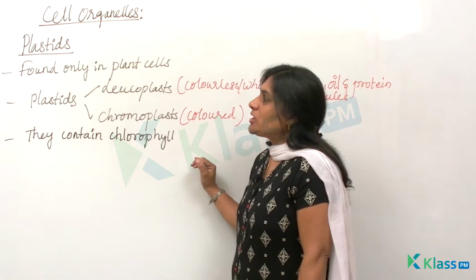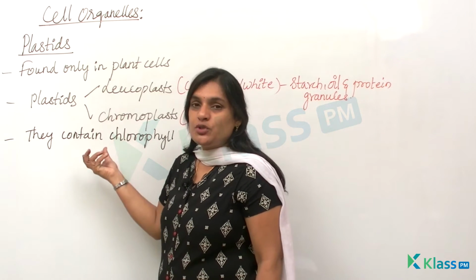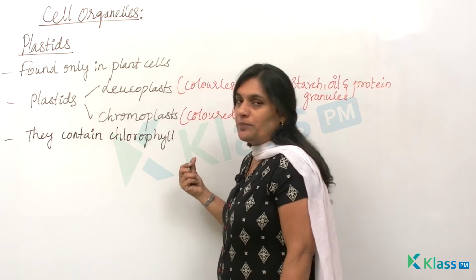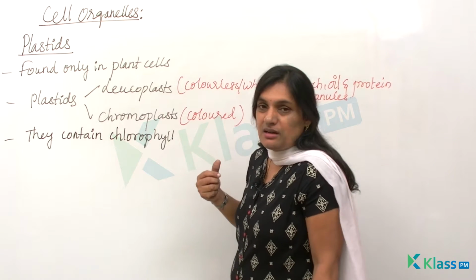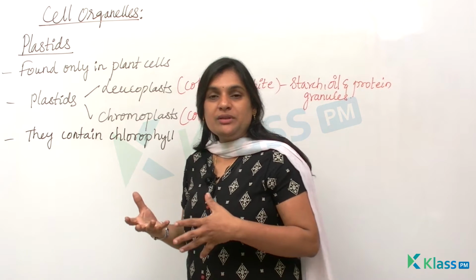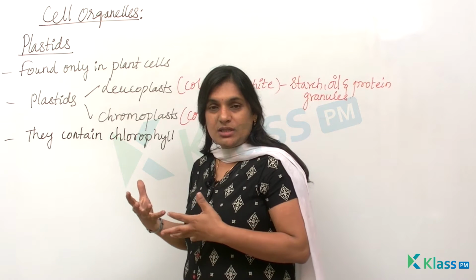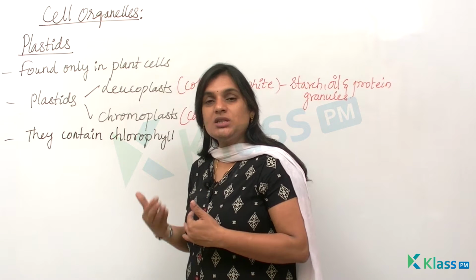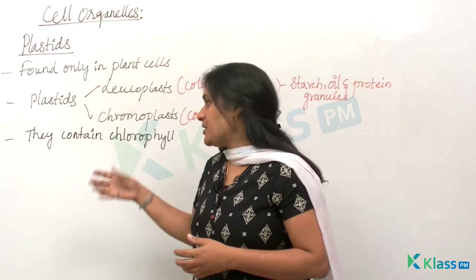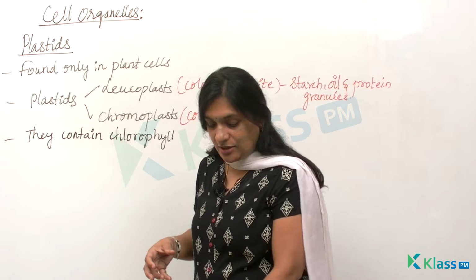So when you talk about plastids, as I've told you, they are usually found in plant cells, and these are of two types called leucoplast and chromoplast. The leucoplasts are colorless or white, and the chromoplasts are usually colored, and they can be seen in yellow or orange color, right? As I've told you, carotene is a pigment which gives the orange color to the carrot, right? They also contain chlorophyll, and this chlorophyll is present inside the chloroplast.